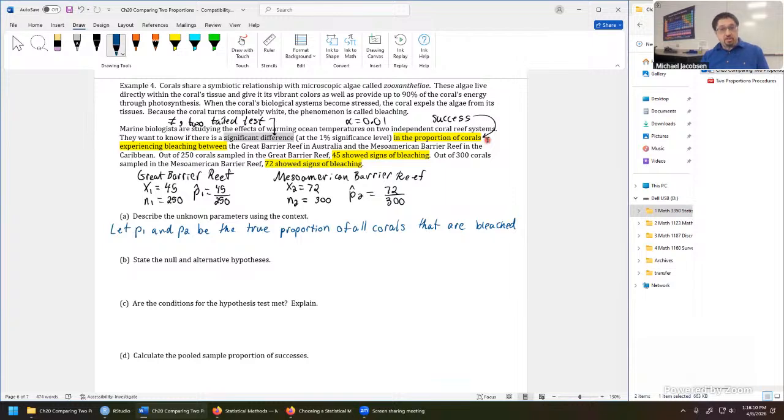Now we have to mention the populations, and there's two. You have to say what population each parameter P1, P2 belongs to. So we'll start here, Great Barrier Reef that are bleached in the Great Barrier Reef, and other population, Mesoamerican Barrier Reef, respectively.